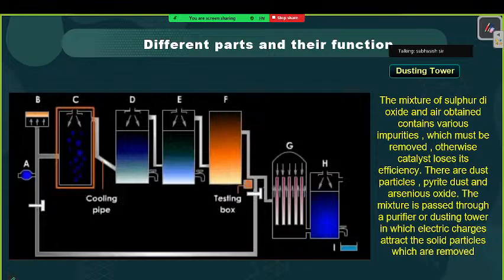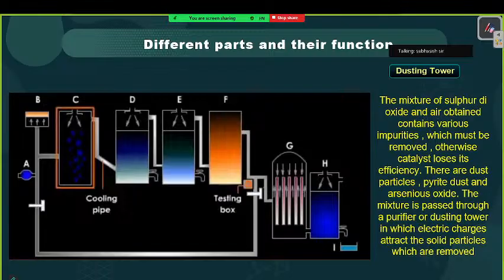So what we get knowledge from this dusting tower is that dusting tower is used to remove in most cases the dust particles that are present in the air that is contaminated with sulfur dioxide, along with some pyrite dust or arsenous oxide. Pyrite dust, in some cases, is also dust and can be removed in this particular step, but arsenous oxide is not removed in this step. So dusting tower mainly removes the dust particles and also the pyrite dust, most of the solid particles.